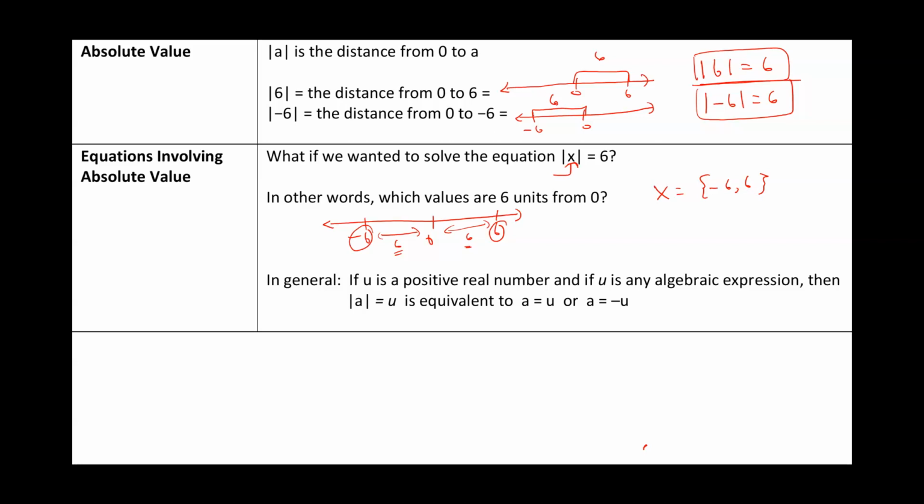So in general, if you use any positive real number u, and if a is any algebraic expression, I'm sorry, this should actually be a, please correct that. If a is any algebraic expression, then the absolute value of a equals u is equivalent to a equals u or a equals -u, because we have a negative and a positive solution.